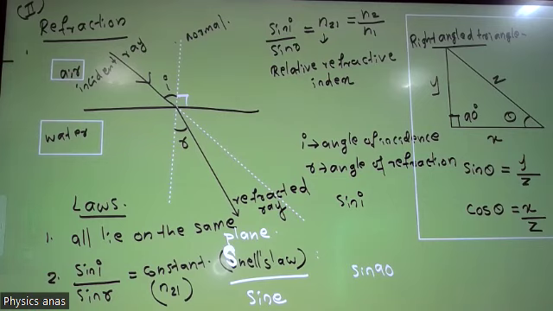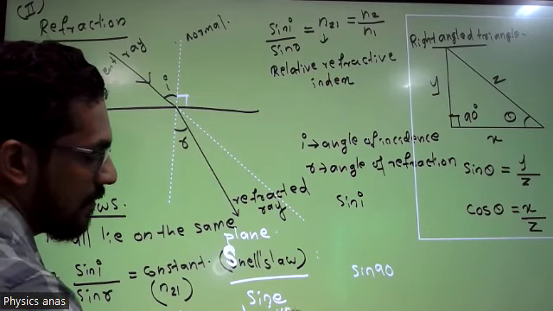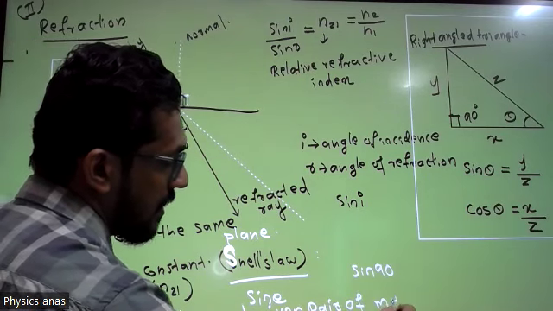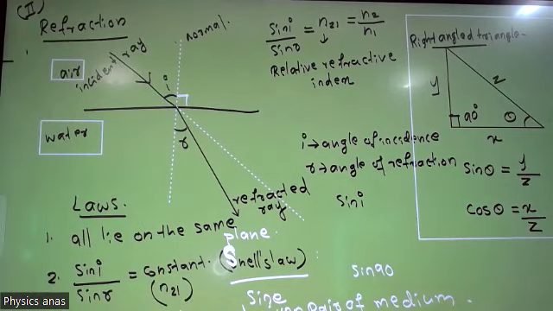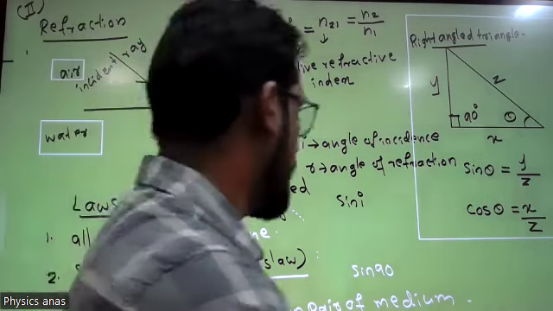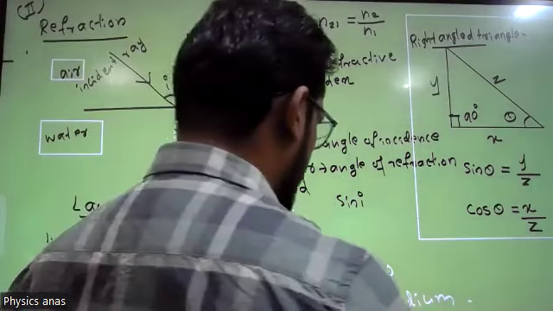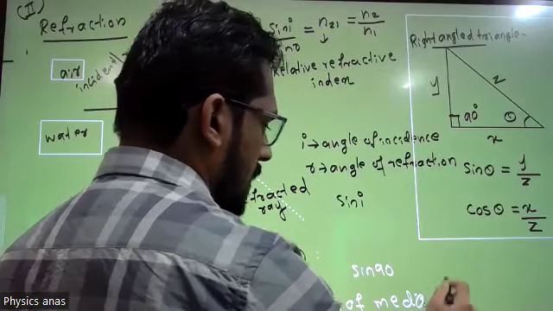For a given color and a given pair of medium. What does that mean?